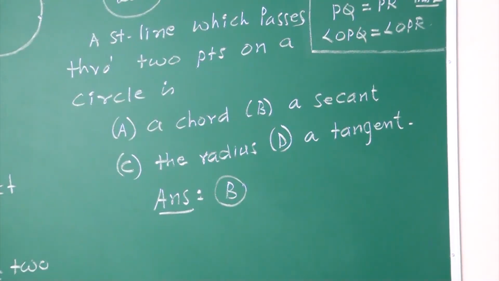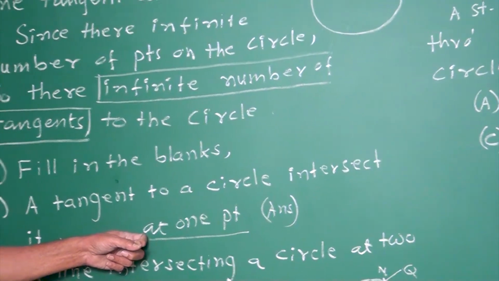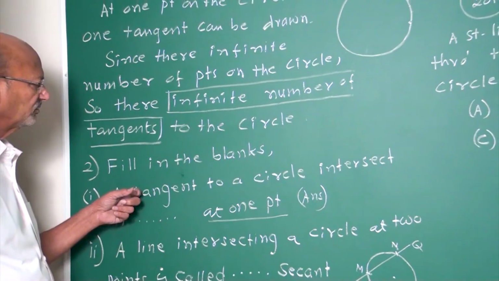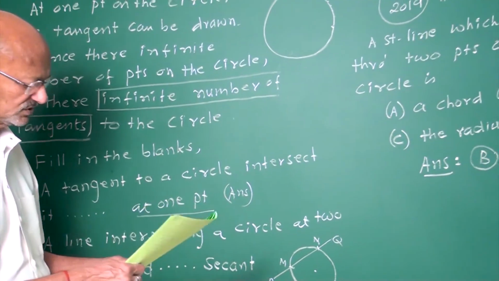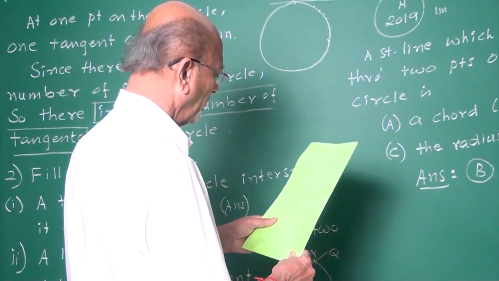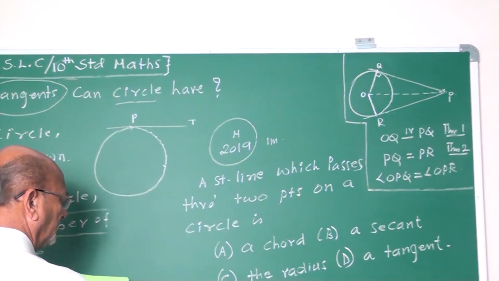If it passes through 1 point, what is it called? Tangent, my friend. Tangent. Like this, they will ask these questions. Yes. Third example.